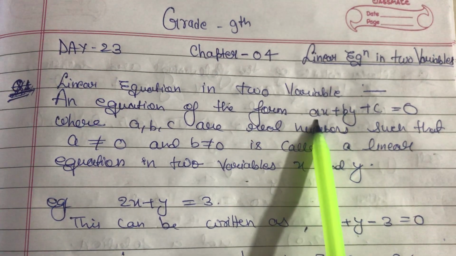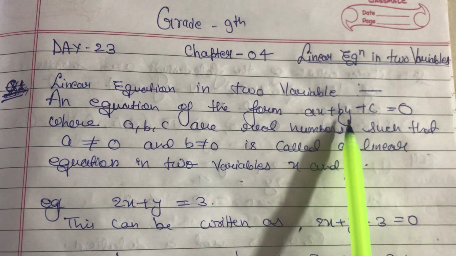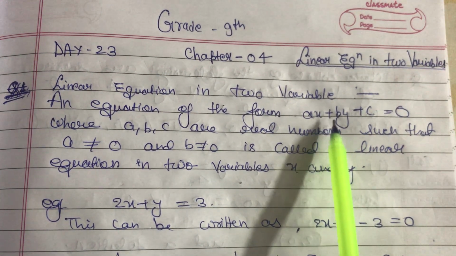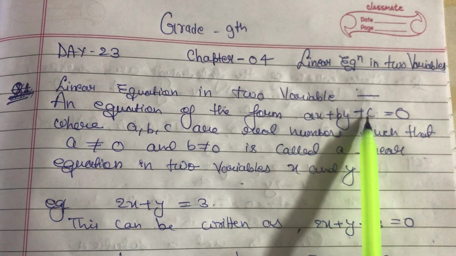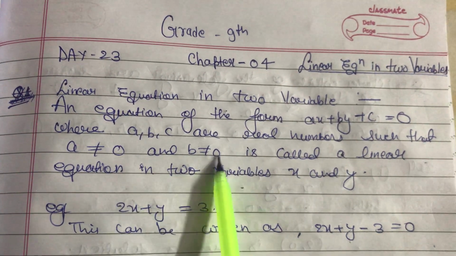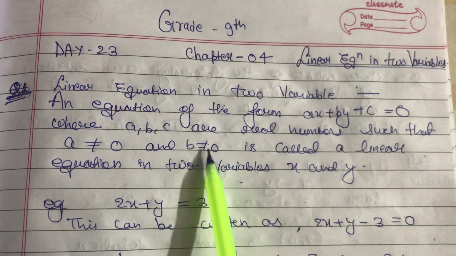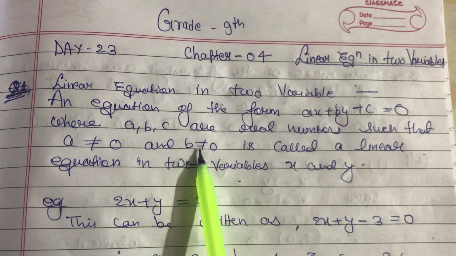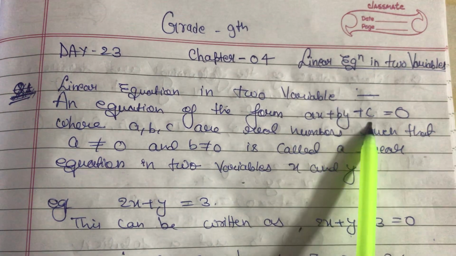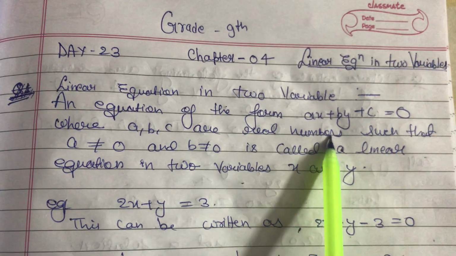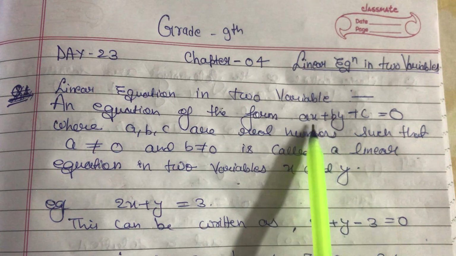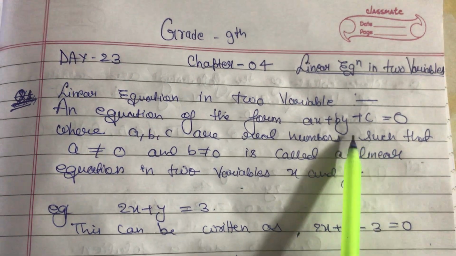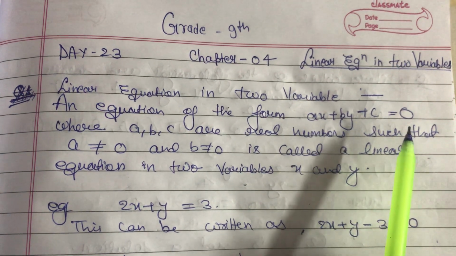If a becomes 0, then it will become a linear equation in one variable, right? Or if b becomes 0, then it will again become one variable. That's why I have mentioned the condition over here that a should not be equal to 0 and b should not be equal to 0. So it's important to write. And also a, b, c must be real numbers. And here we are dealing with the variables x and y. Right? So this is the standard form to write linear equation in two variables.